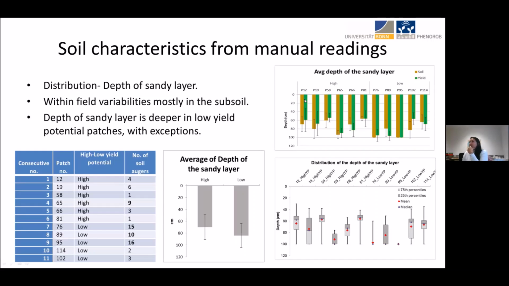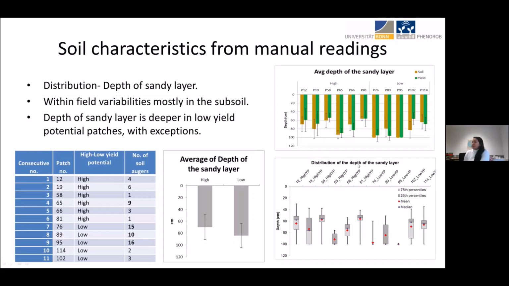So we collected these augers in the soil and the yield quadrants, so we can see that even within the patch, there's a difference in the appearance of the loamy layer, and also there's a large variability. The error bars represent the standard deviation of all of the augering measurements within the quadrants.